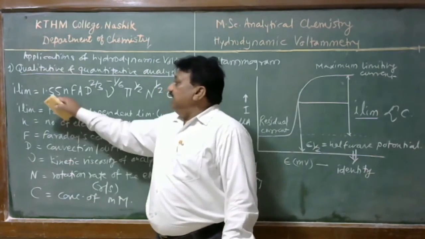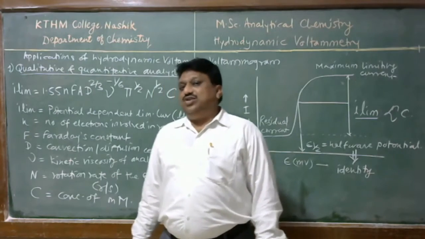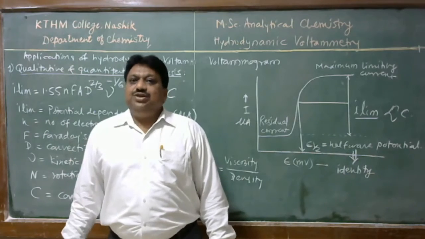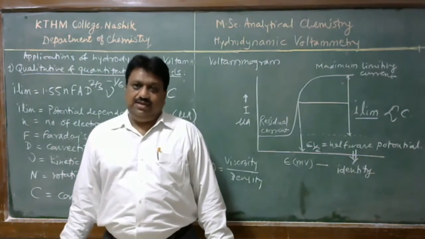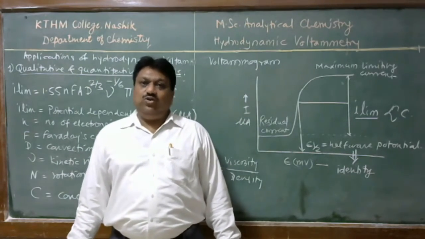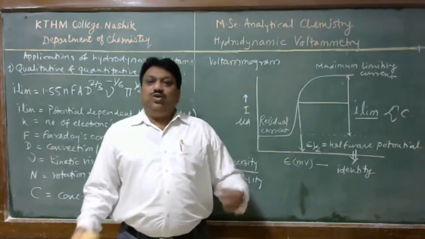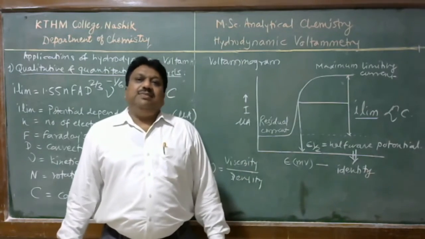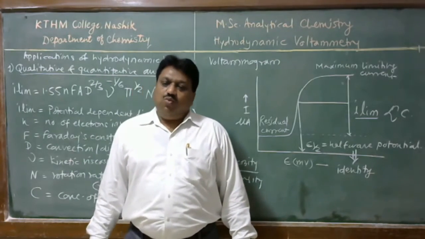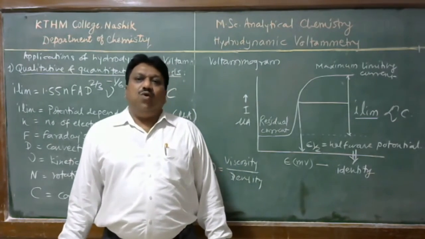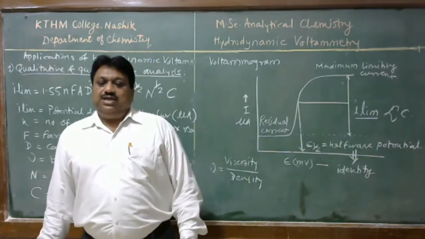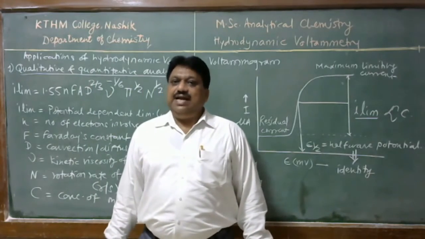Now, this is the equation by which we can determine the concentration of analyte, and half-wave potential is the parameter by which we can identify the analyte. Both qualitative as well as quantitative analysis is possible in hydrodynamic voltammetry. But for determination of analyte concentration, we have to perform two experiments. One experiment is for the standard solution containing the same analyte, and the second experiment is for the sample solution containing that analyte.